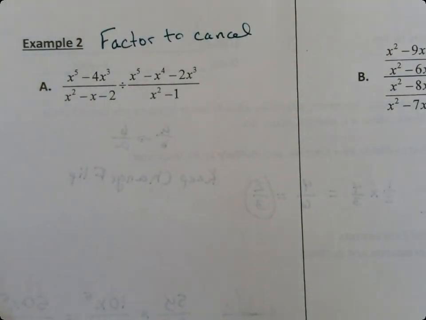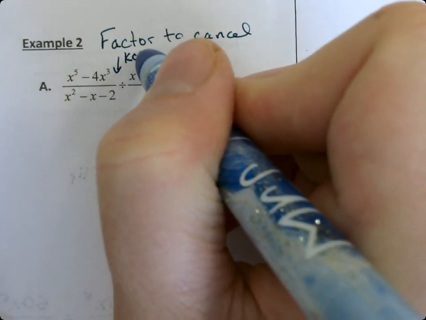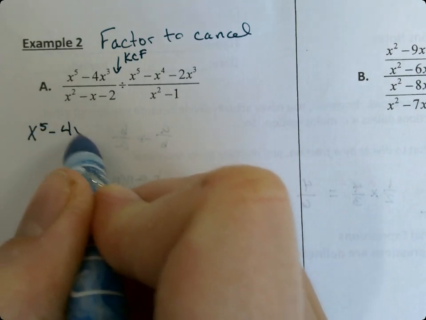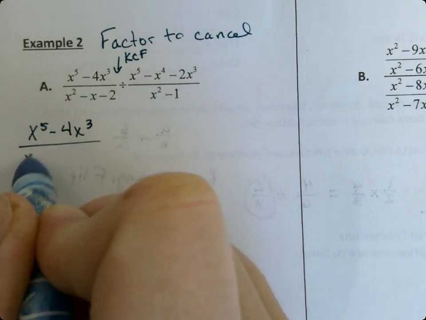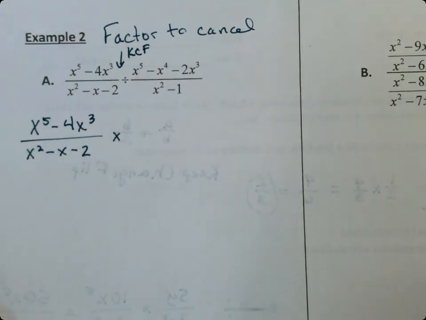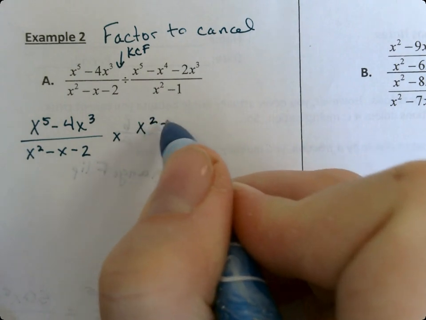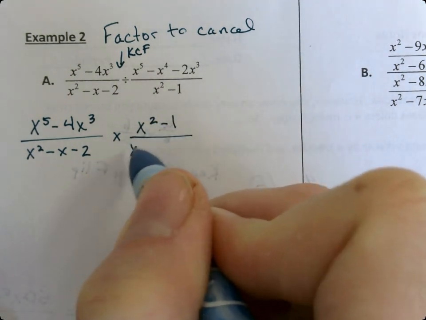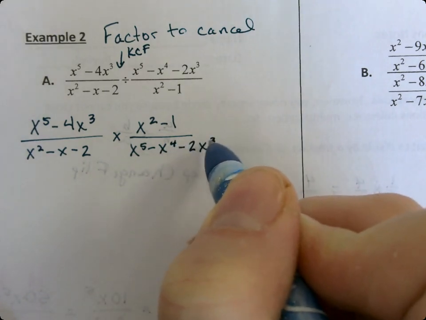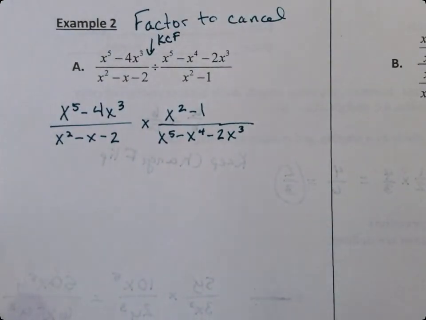Now, before I worry about factoring, I'm going to do my keep, change, flip. I'm going to keep the first fraction, x to the 5th minus 4x to the 3rd over x squared minus x minus 2. But instead of dividing, what am I going to do? Multiply by the reciprocal. Now, I'm not changing anything. However, when you get practice at this, you could factor as you do your keep, change, flip. I just want to focus on the keep, change, and flip.